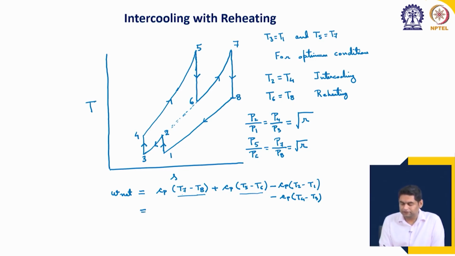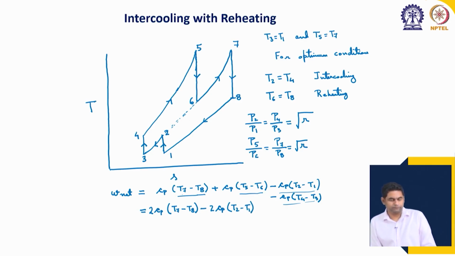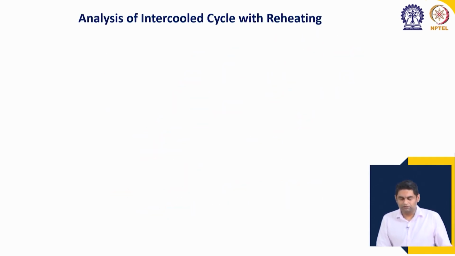So, we can write this as Cp T7 minus T8 into 2, okay, 2 times Cp T7 minus T8, and because T2 is equal to T4 and T1 is equal to T3, these 2 terms are also equal. So, we can write this as minus 2 Cp T2 minus T1. Okay. So, this now in non-dimensional form we can express this. Let us go to the next slide.